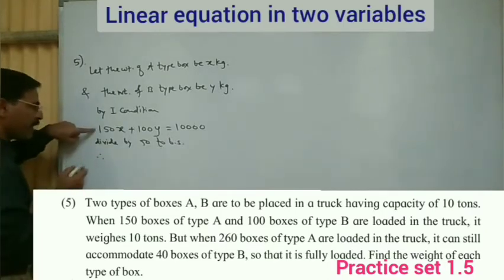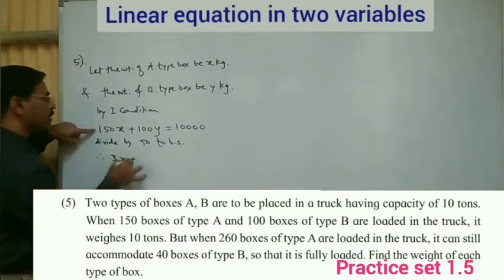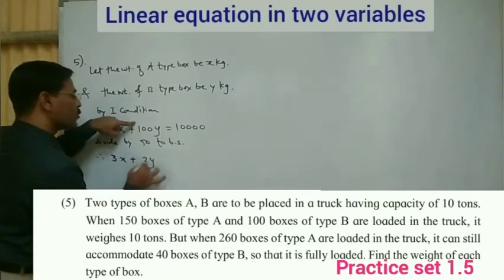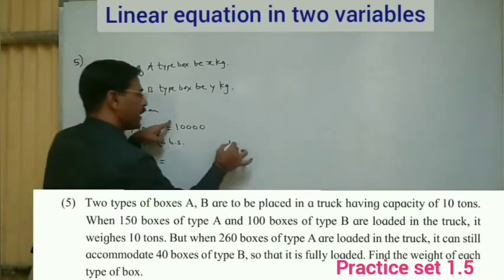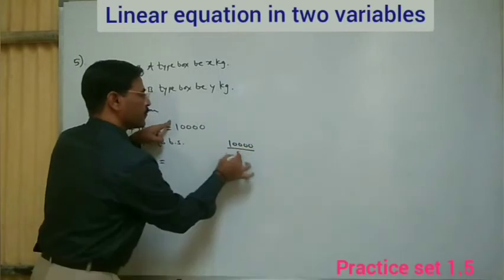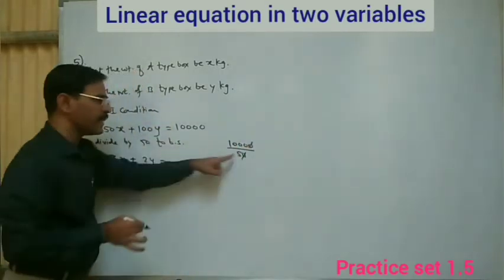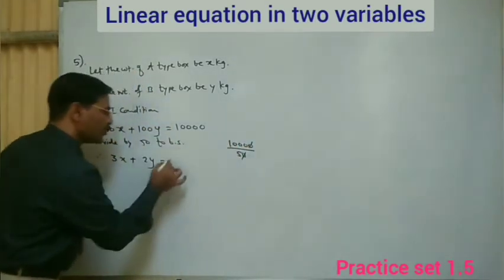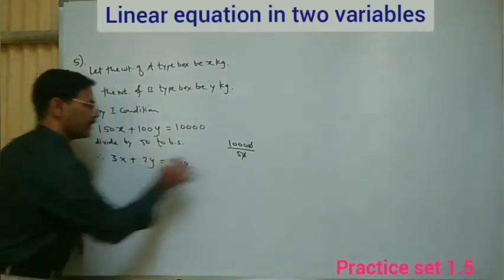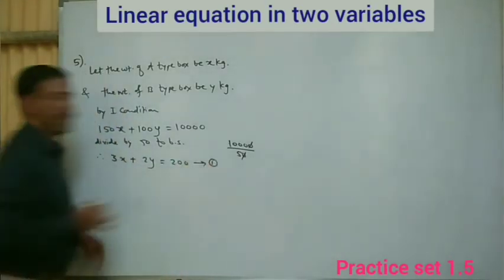Dividing by 50 here, that will come 3x. Here, that is 2y. Here, divide, what will you get? The zeros get cancelled. 5 twos are 10, means 200. Is it correct? This is equation number 1.